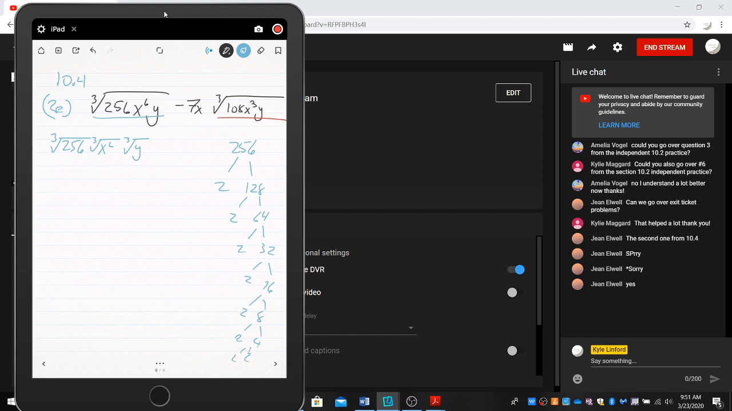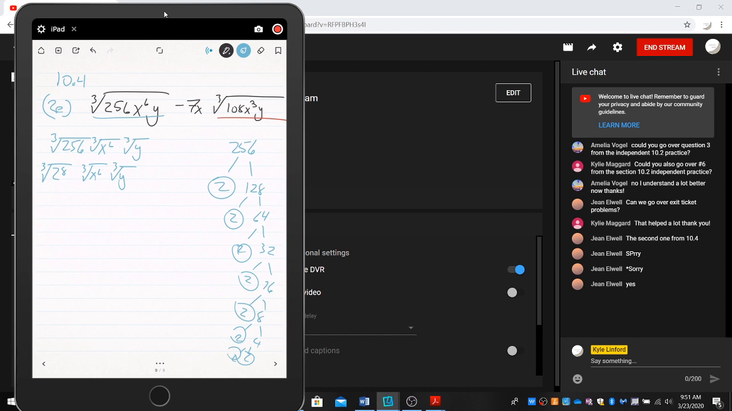Okay? So I just did a prime factorization, got all the prime factors, and it looks like 256 is actually 2 to the, let's see, 1, 2, 3, 4, 5, 6, 7, 8th. So 256 is really 2 to the 8th power. So let's take the cube root of 2 to the 8th power, and then we have the cube root of x to the 6th. I'm just not simplifying anything just yet. I'm just doing it one step at a time.